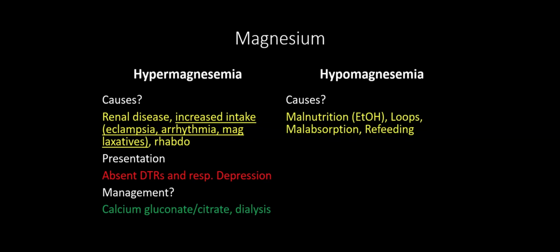Causes there: malnutrition. You can see this a lot with alcoholics. Loop diuretics cause hypomagnesemia, malabsorption of magnesium with inflammation in the colon, stuff like that. Refeeding syndrome can cause hypomagnesemia. Presentation of hypomagnesemia. What would you see? What's the arrhythmia we're most worried about, Mike?